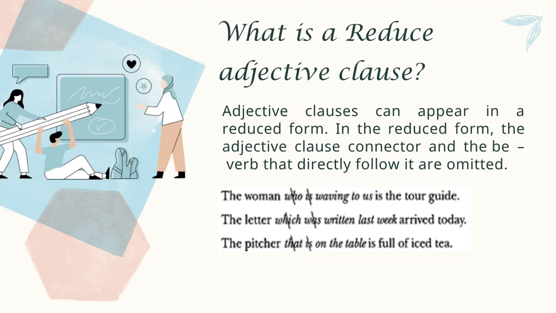See some sentences. Each of these sentences may be used in the complete form or in the reduced form. In the reduced form, the connector who, which, or that is omitted along with the be verb is or was. If there is no be verb in the adjective clause, it is still possible to have a reduced form. When there is no be verb in the adjective clause, the connector is omitted and the verb changes into the ing form. The woman waving to us is the tour guide. The letter written last week arrived today. The pitcher on the table is full of iced tea.